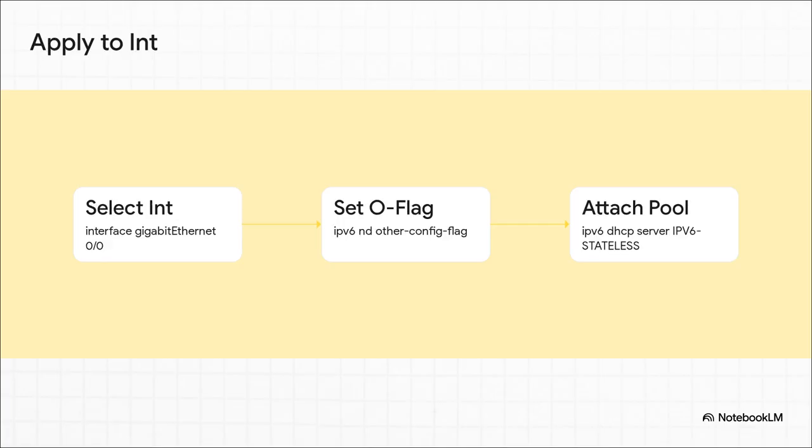But listen, just creating the pool isn't enough. We have to actually apply it to the interface facing our clients. So we drop back into GigabitEthernet 0/0. The absolutely critical command you need here is ipv6 nd other-config-flag. The ND stands for neighbor discovery. Setting this flag actually modifies the router's advertisement message to basically tell the connected clients, hey, figure out your own IP address using SLAAC, but make sure you check in with the DHCPv6 server for the other additional config info. See how that naming makes perfect sense? Finally, we just attach the pool we just built to the interface using ipv6 dhcp server IPv6-stateless.